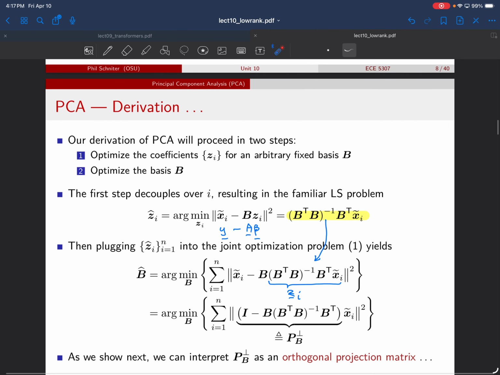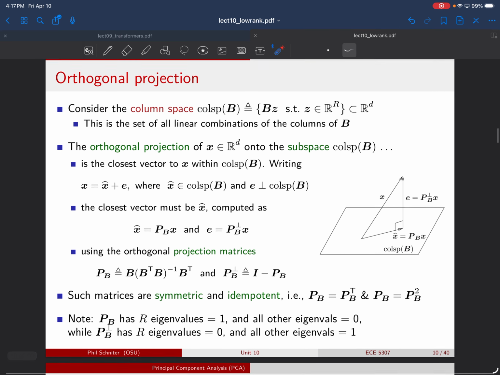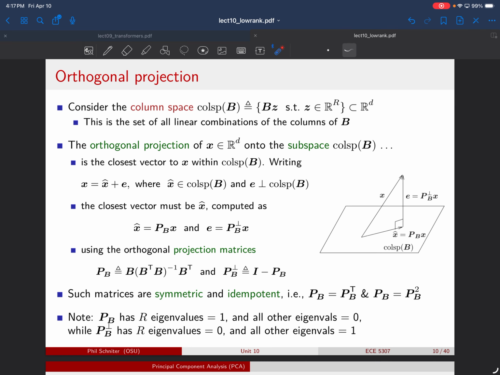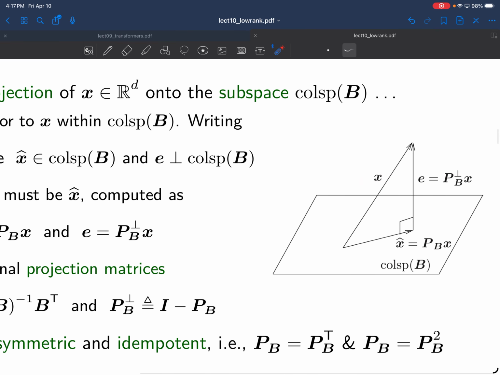This is an example of an orthogonal projection matrix. So let's talk about projection, or orthogonal projection. I'm guessing you have seen this in prior classes, but let's review it. If you have a vector x and you want to find the closest approximation of x in a subspace, then you can write that as this, where the approximation error is perpendicular to the subspace. So let's think about why that is.